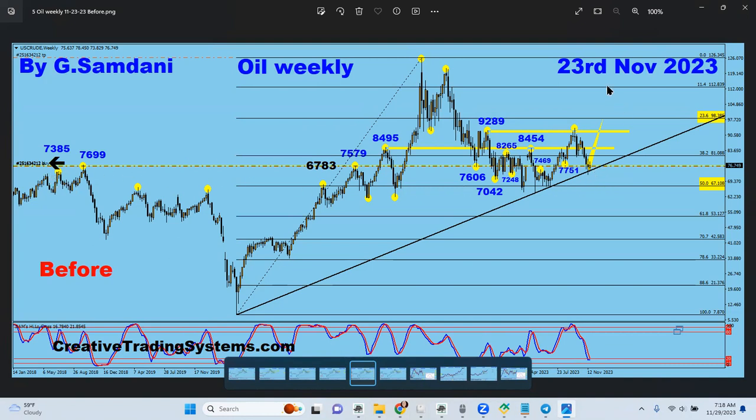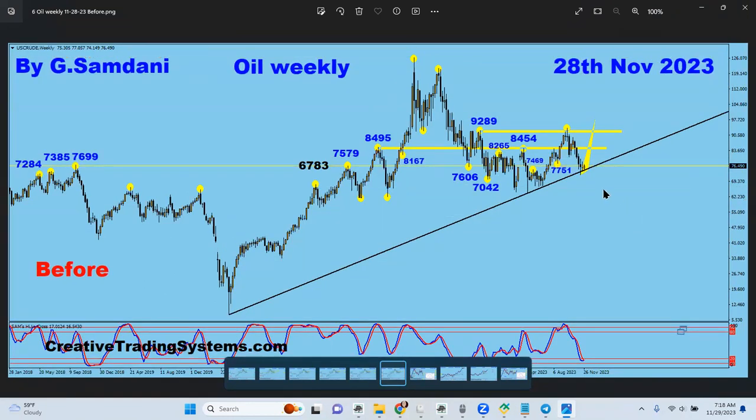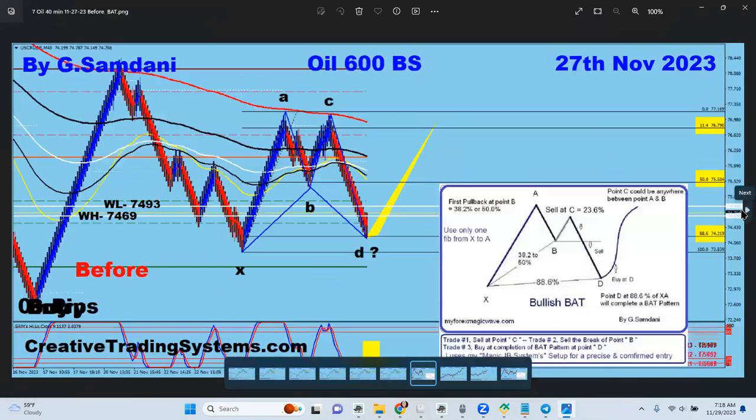So this is what my chart was on the 23rd November. Today is the 29th. So what's happening here? This is the chart, the move to the upside starting. And this is the chart I recorded yesterday, 28th November. This is also the chart that I made on a smaller time frame to make the entries.